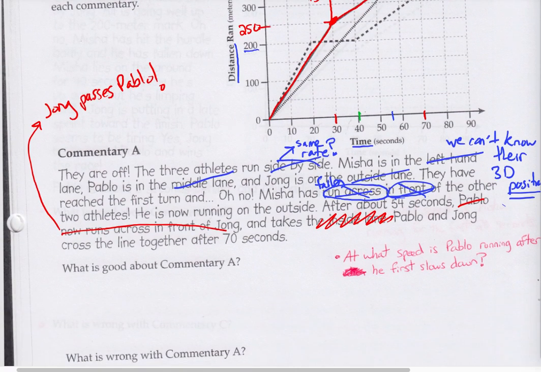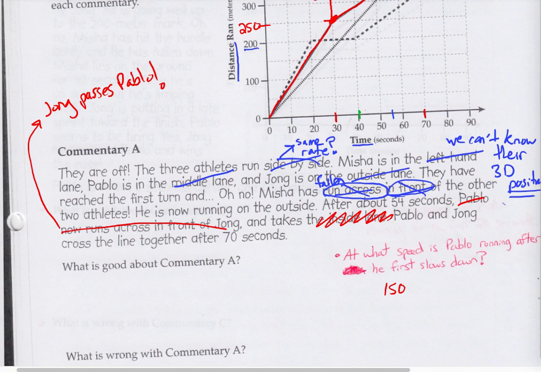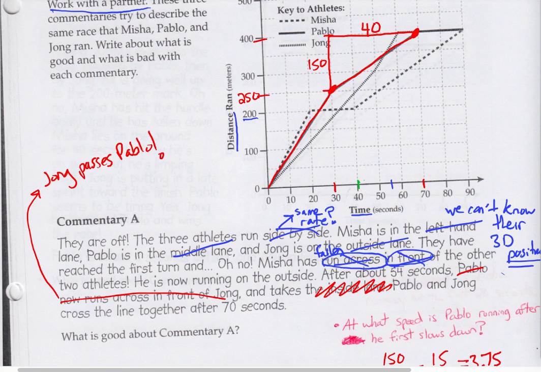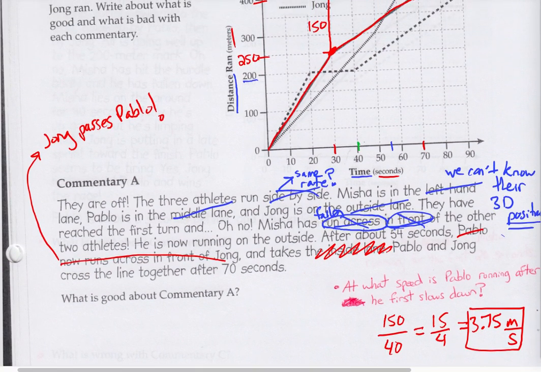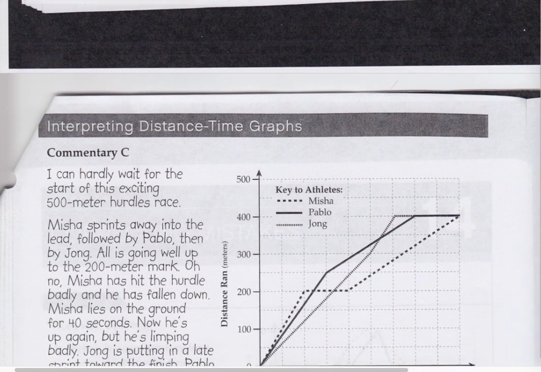So at what speed is Pablo running? We put the y value change on top and the x value change on bottom, and we can reduce that if we want. So 4 goes in there, about 3.75. And let's look at the units. That always tells you right here. We've got meters and we've got seconds. So it's 3.75 meters per second. So make sure you practice that when you look at commentary C.